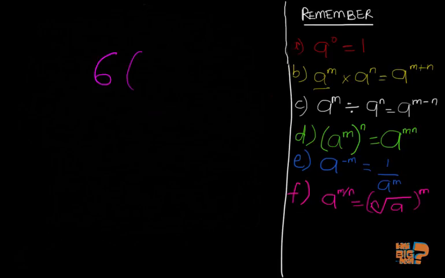Which says 6 into y raised to power 4, then all this raised to power 5, divided by 12, 12 y raised to power 4, then another y raised to power 5.